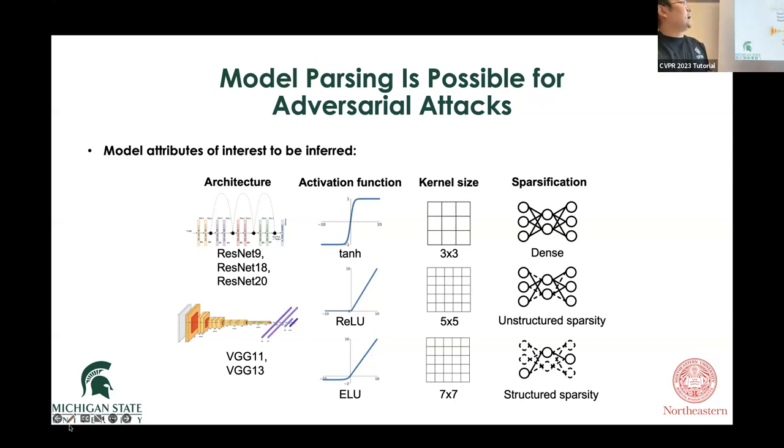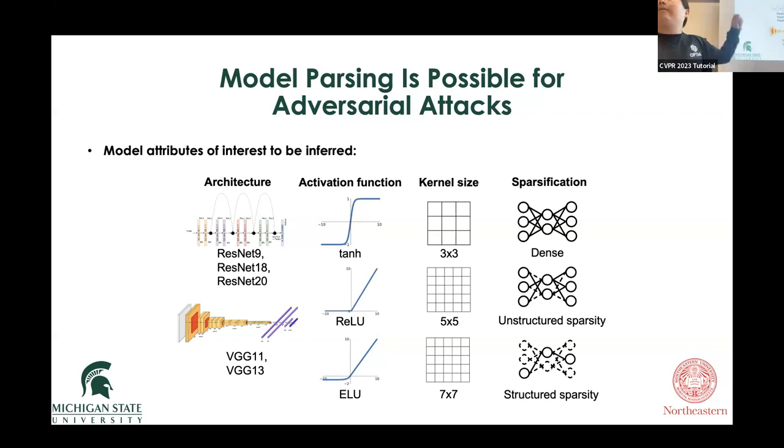So as I mentioned earlier, we consider four possible configuration scenarios. The first one is the architecture type. Either we use ResNet-9, ResNet-18, or ResNet-20, those ResNet family models, or we use the VGG family models. We only consider CNN models. There's no transformer, there's no ViT here. But it would be a very good direction to consider ViT. Here we only consider the CNN models.